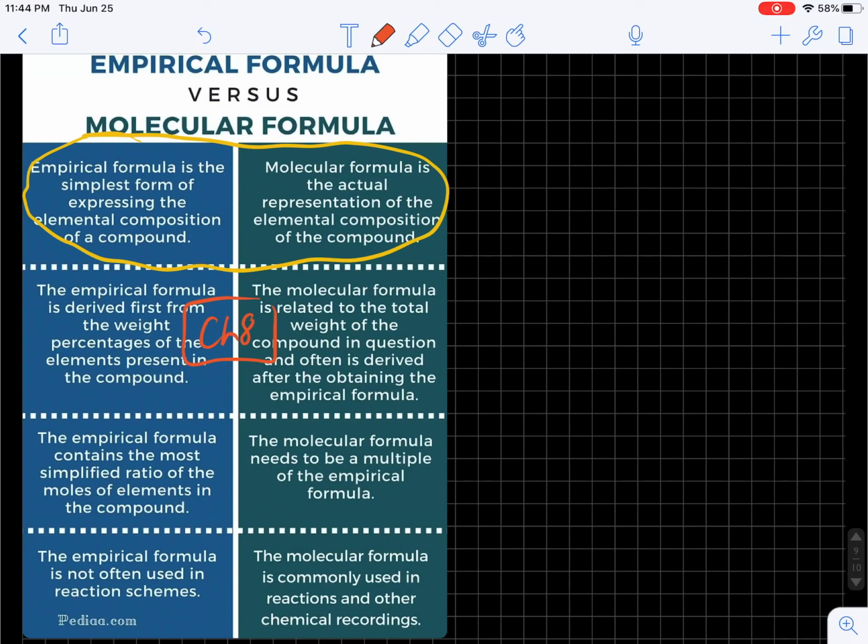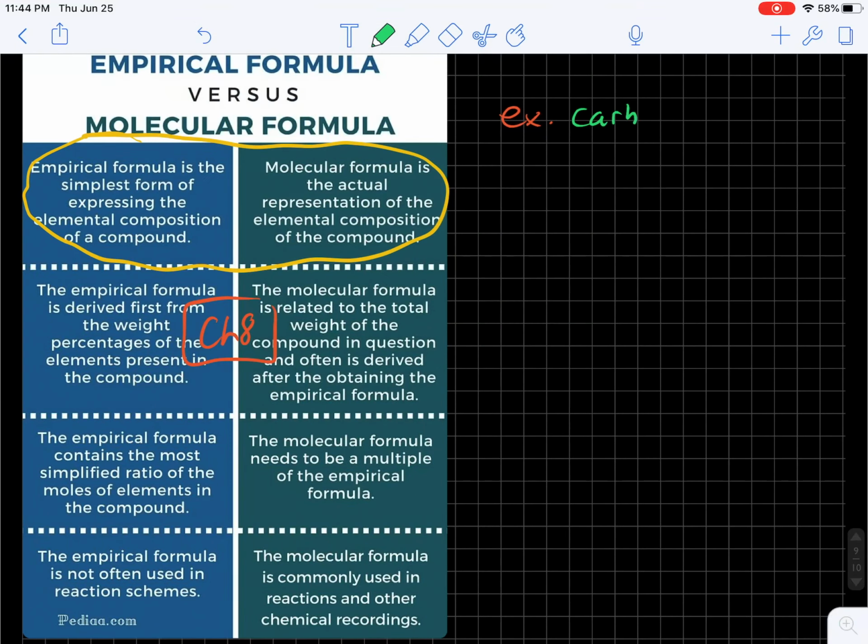Now, it says here, empirical is the simplest form of expressing the elements in a compound. So it's like a fraction. If you have 2/4, you would reduce it to 1/2. That's going to be the simplest form. And in a molecular formula, it's the actual number of atoms in that compound. And let me show you how that works. I'll give you an example.